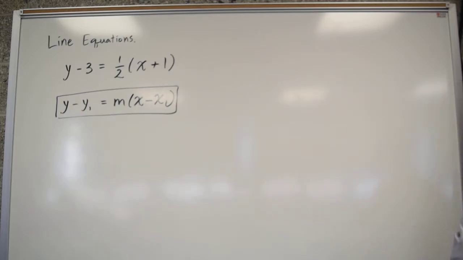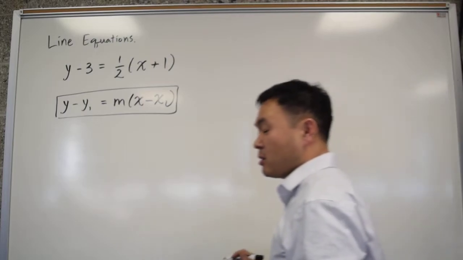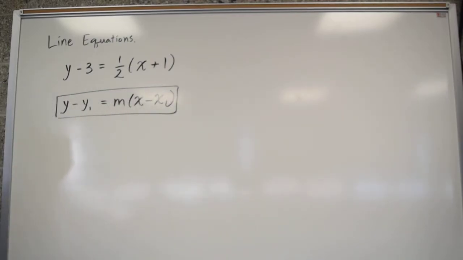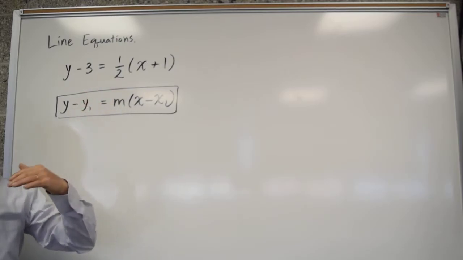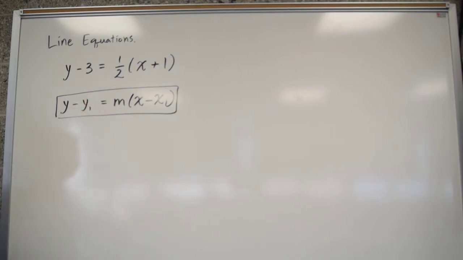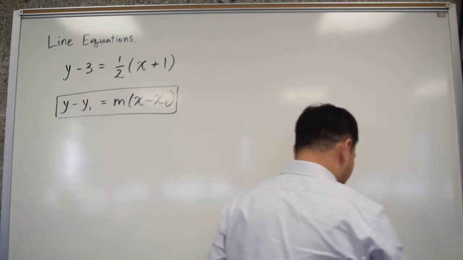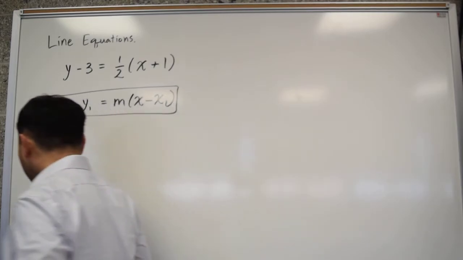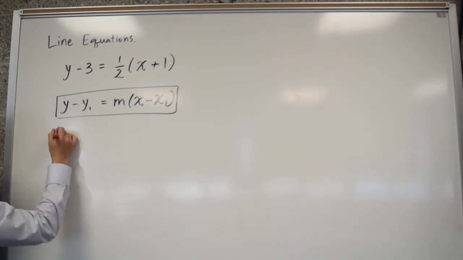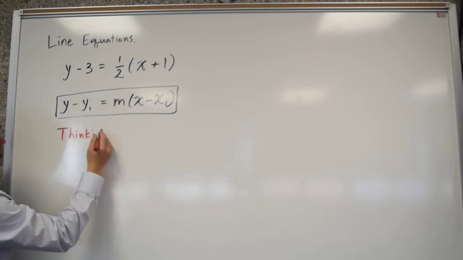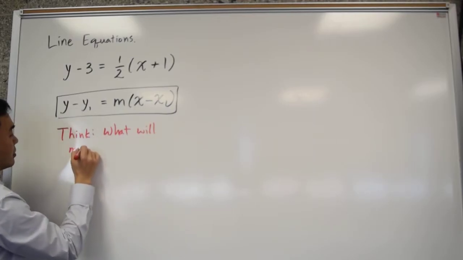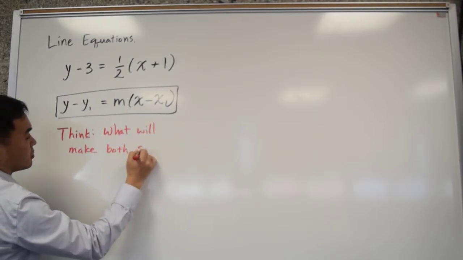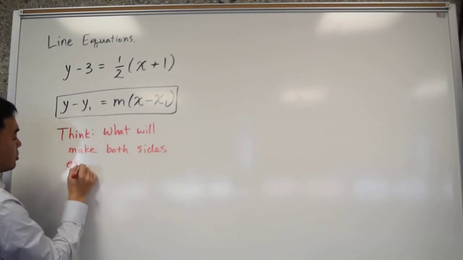What made us successful in the previous methods was that we were able to identify some points, and after that, we just used the slope, because that tells us how much x to increase and how much y to increase, right? So here's a nice approach to this. Just think: what will make both sides equal to 0?